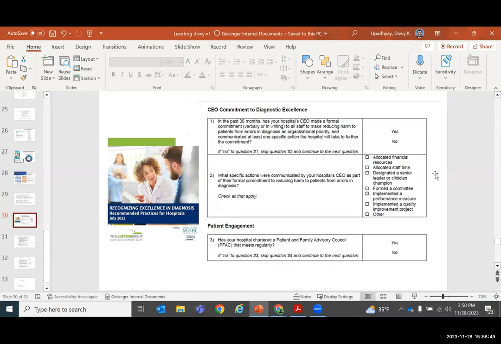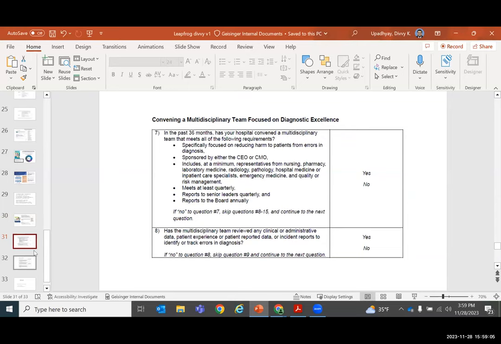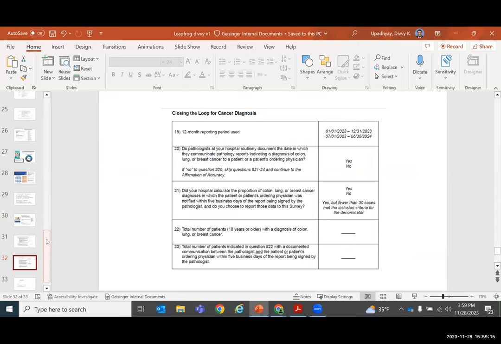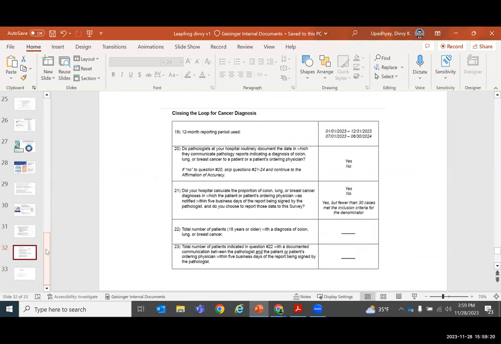Look at the examples. CEO's commitment to diagnostic excellence. This is going into accountability. Patient engagement, directly engaging with your PFAC. Look at this, convening a multidisciplinary team focused on diagnostic excellence. I very quickly gave you the example of the multidisciplinary team that we have at Geisinger, but there's so much more that can be done. Closing the loop for cancer diagnosis. So you see, there are so many common themes here that are all doable, provided you create not the business need for it, but I think the ethical need for it in terms of patient safety.